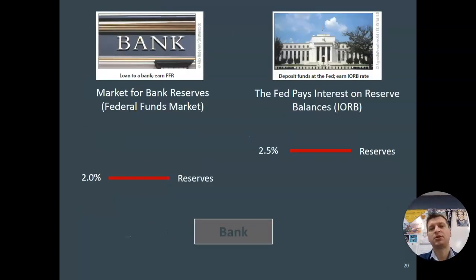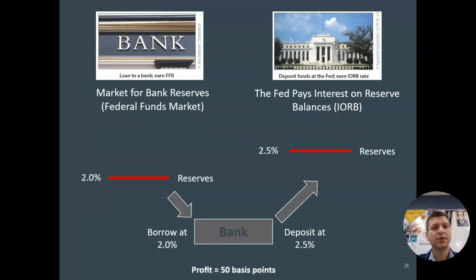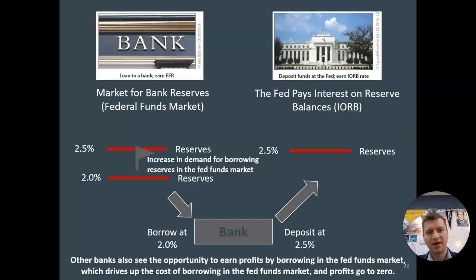So here's a more visual example of how that works. Here you have a bank. It can borrow money at 2%, and it can earn 2.5% at the Fed. So it borrows at 2%, deposits at 2.5%, and earns a profit. The demand increase in the federal funds market increases that interest rate back up to that 2.5%.